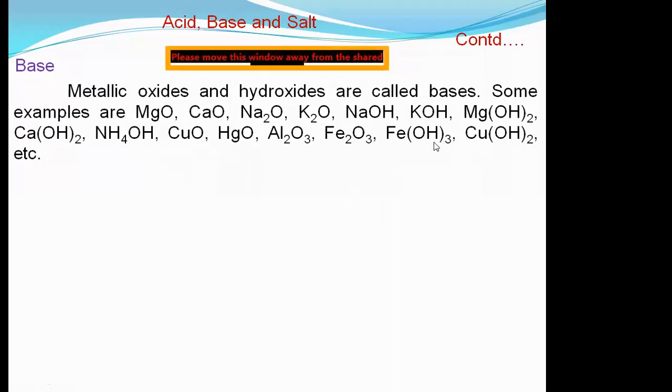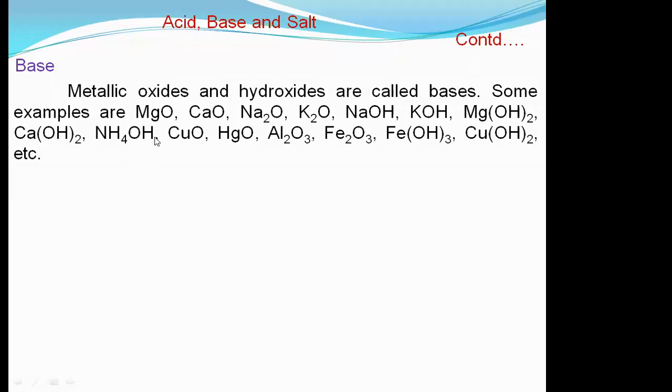It means if there is any metal and it combines with oxygen. For example, magnesium is a metal and combines with oxygen, calcium is a metal combined with oxygen, sodium, potassium, magnesium, and then copper, mercury, aluminum, others. These are all metals, except you can see here NH4OH. There is no metal here, but this is also a base. This is an exceptional case. Except this, all other metallic oxides and hydroxides are called base.